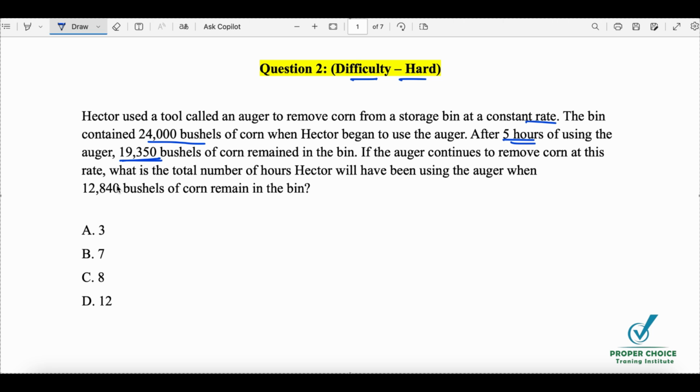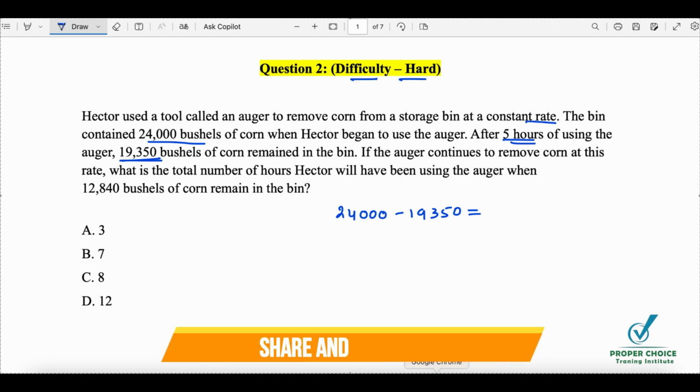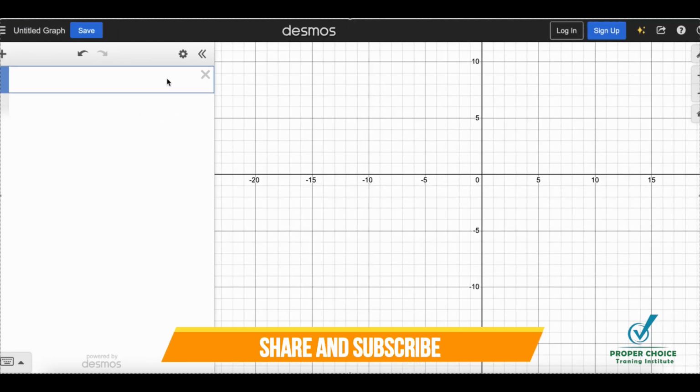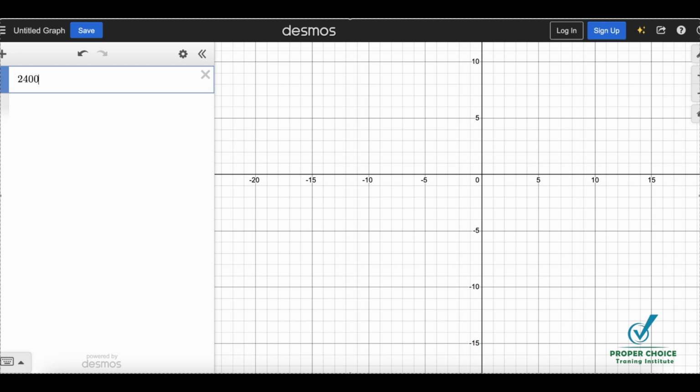So how do we calculate how many bushels have been removed in 5 hours? Just take the difference of that. So you can do it as 24,000 minus 19,350. That gives me the number of bushels removed in 5 hours. As I said, Desmos will be given to us, so you can take help of it. So 24,000 minus 19,350 shows us 4,650 bushels have been removed so far.